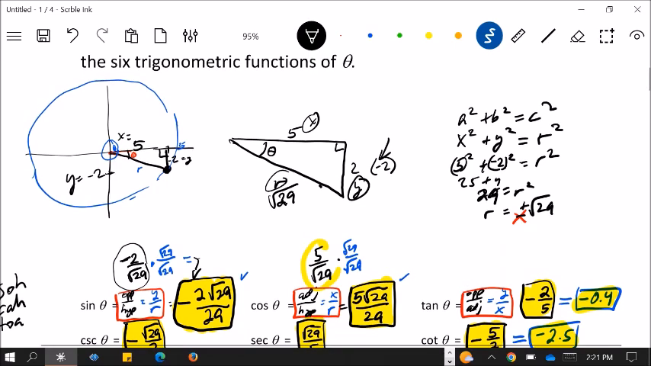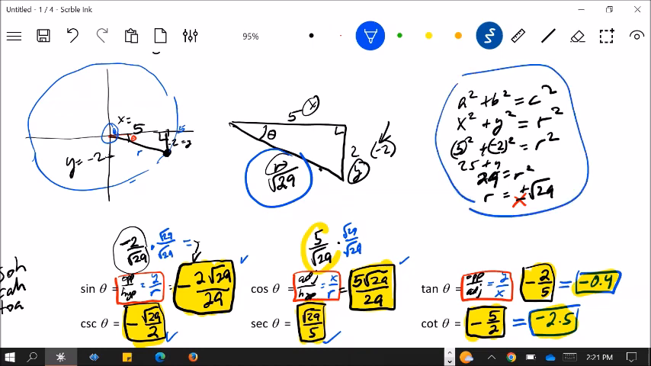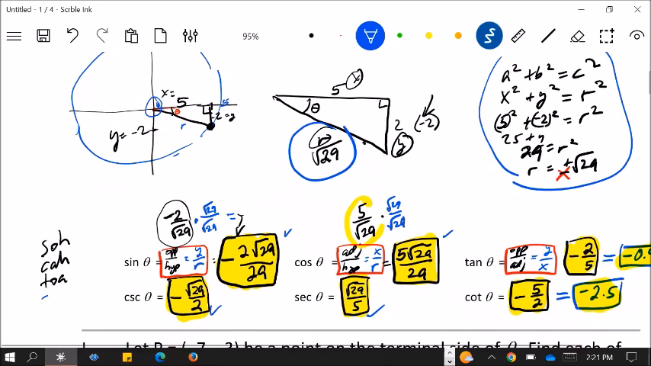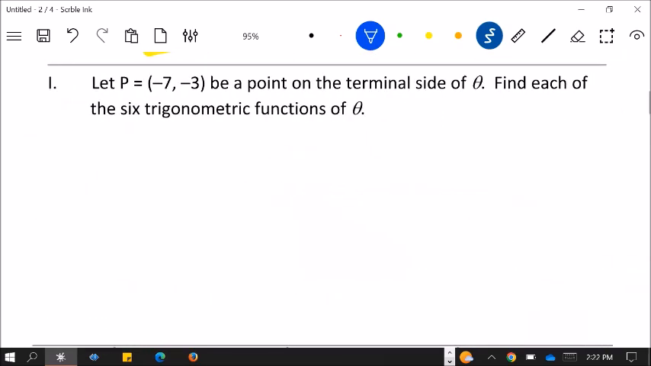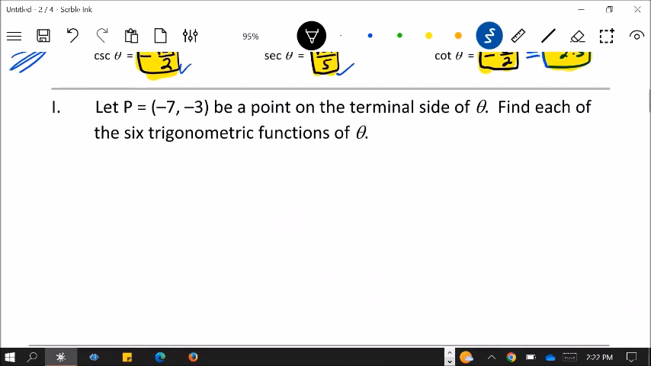Now let's do another one. First, let's think about what happened here. Determining the radius by using this, and then using y over r, x over r, and y over x, or opposite over hypotenuse, adjacent over hypotenuse, and opposite over adjacent. Let's do this with the next one. So it's negative 7, negative 3. That tells us that this is our x value and this is our y value.